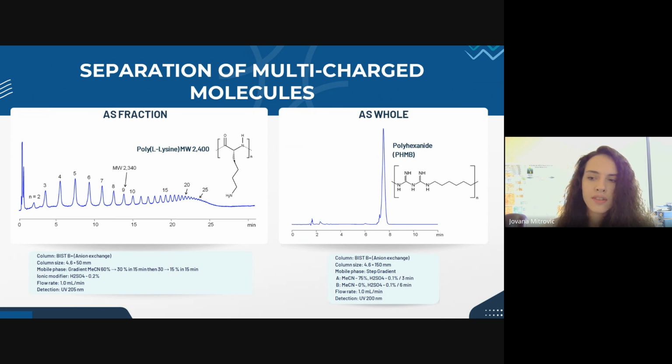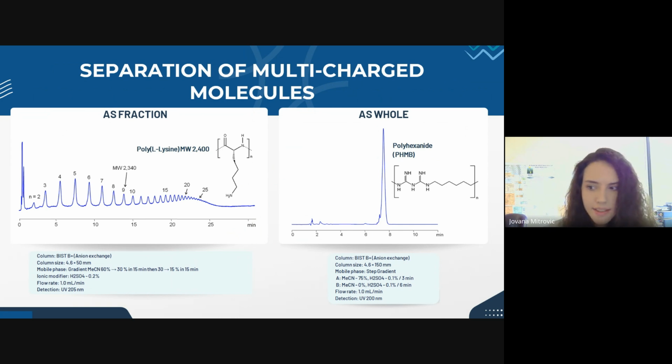The reason we use an organic gradient in either continuous or step form is to control, again, the level of solvation. Higher organic content minimizes solvation, promotes stronger bridge formation, and better retention. When it's time to elute the analyte, we reduce the amount of organic modifier, weakening the bridge and releasing the analyte from the stationary phase. And this is a major advantage of BIST.